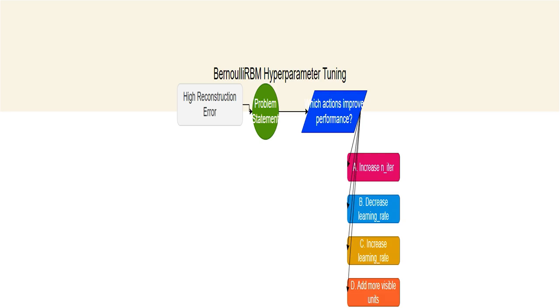Hey Vamsi, this refers to adjusting the settings, hyperparameters, within the Bernoulli Restricted Boltzmann Machine algorithm. Think of it like tuning a musical instrument. You tweak the knobs, hyperparameters, to get the best sound, model performance. We're trying to optimize the BernoulliRBM's ability to learn patterns in binary data.